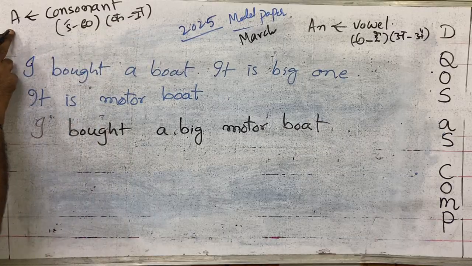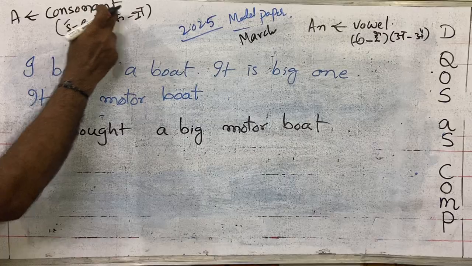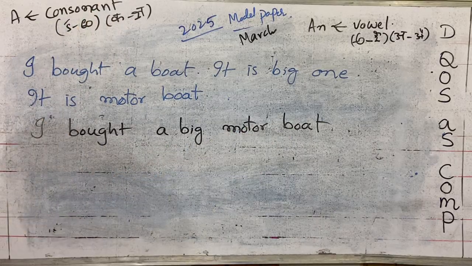So before that, a is taken here. Before the consonant sound, a. So, a big motorboat.